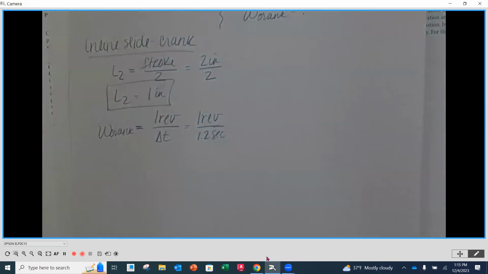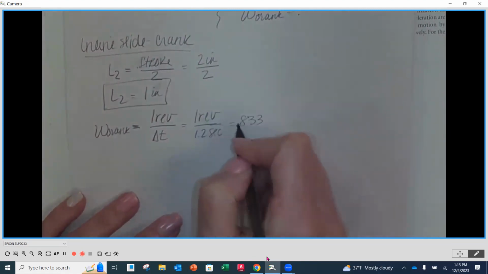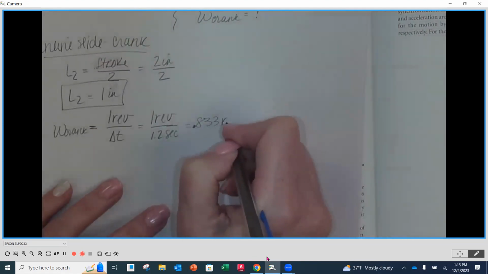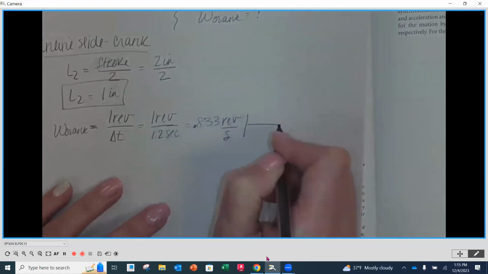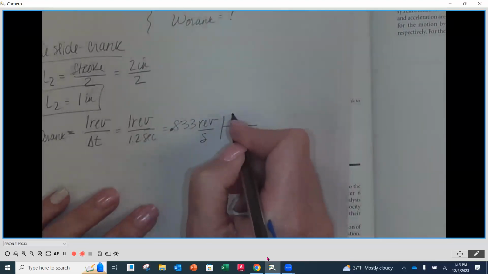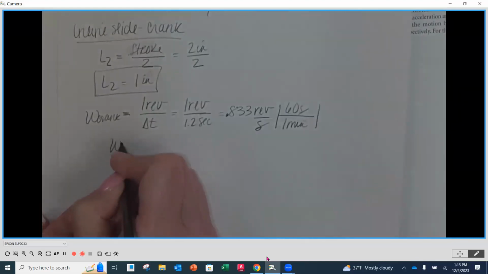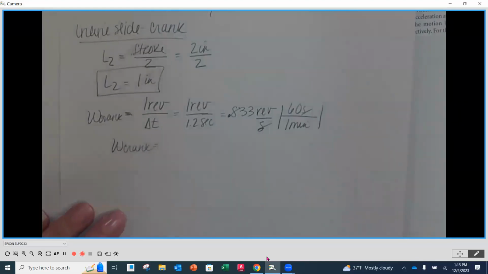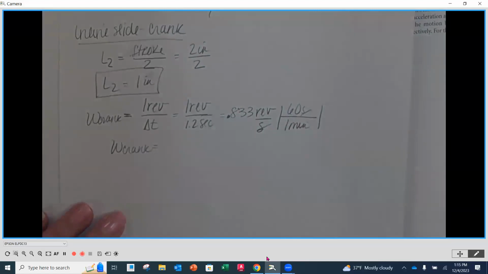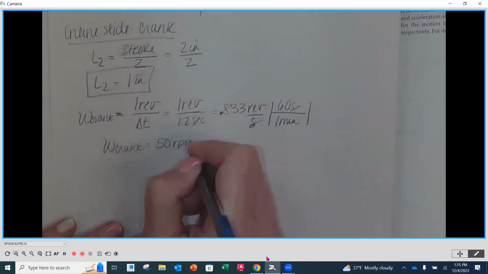So we should get 0.833, and this is going to be revolutions per second. But because it's crank speed, we want to convert this to revolutions per minute. So we're going to say 60 seconds in 1 minute. Seconds cancel. So our crank speed is going to be 0.833 times 60. So this is going to be 50 RPMs.